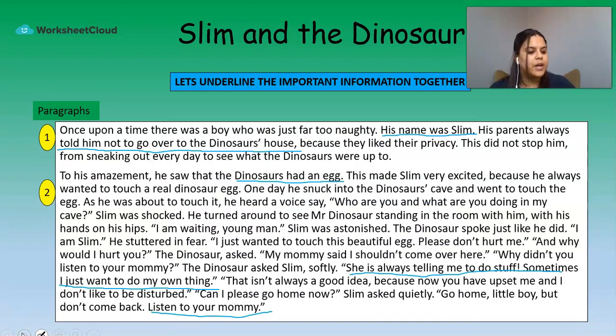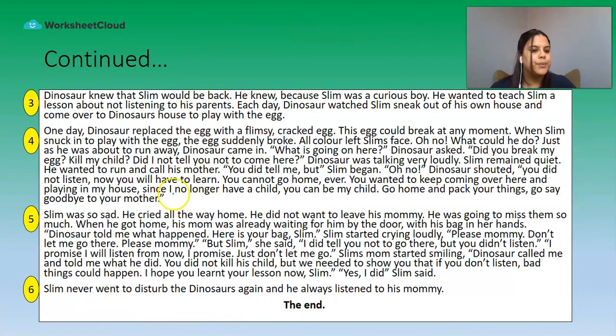Okay, so there I wrote we have to underline the important information together. So, the next part. Dinosaur knew that Slim would be back. He knew because Slim was a curious boy. He wanted to teach Slim a lesson about not listening to his parents. That's also important.